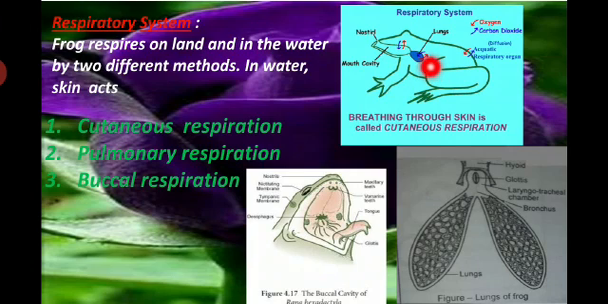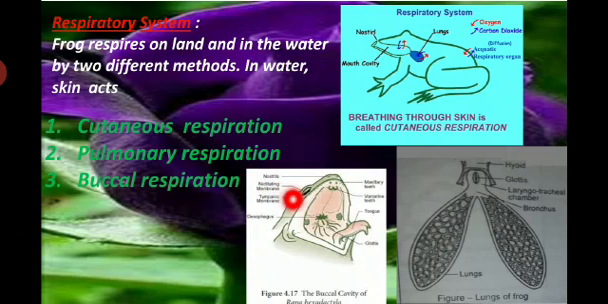Okay? So on the land area you have to see the buccal cavity, the skin and the lungs. Three kinds of respiratory organs they can use for respiration on the land area. So on land they can respire using the buccal cavity, the skin, and the lungs. Okay? So on the land area three different kinds of respiratory organs they can use for respiration. Next we have to see the buccal respiration.